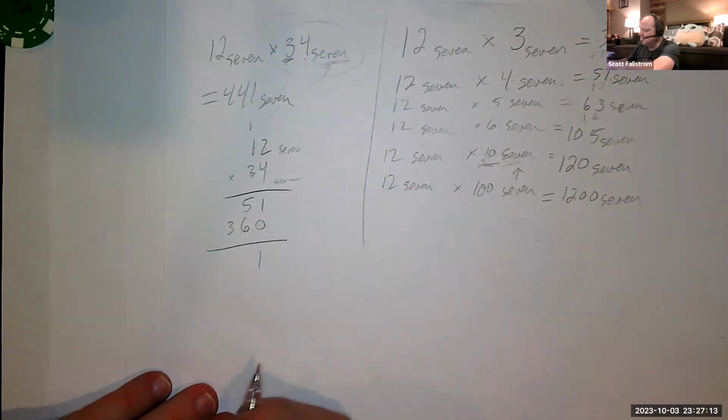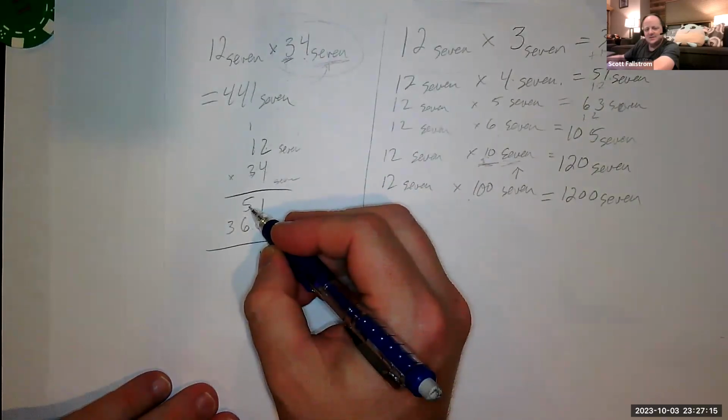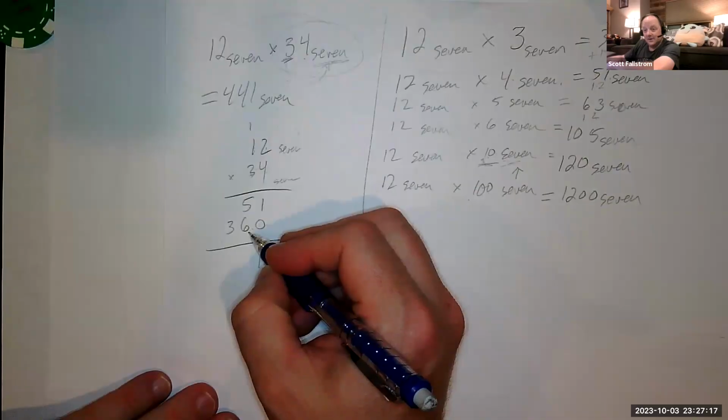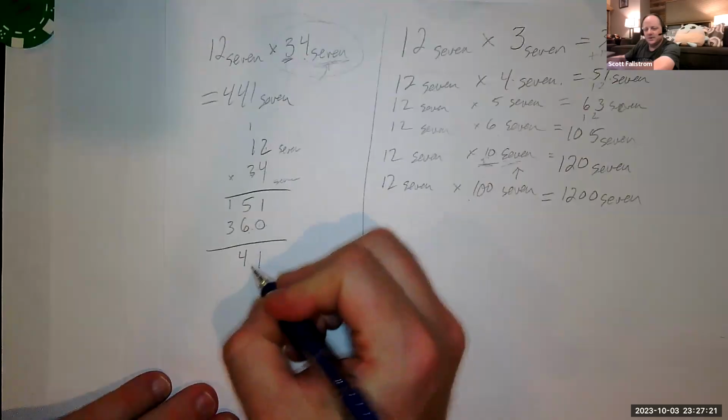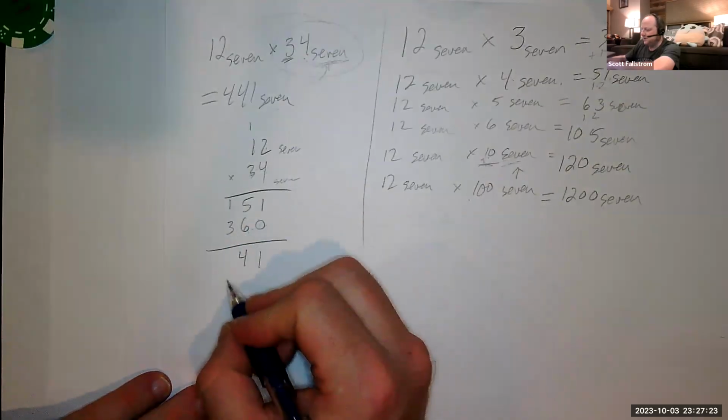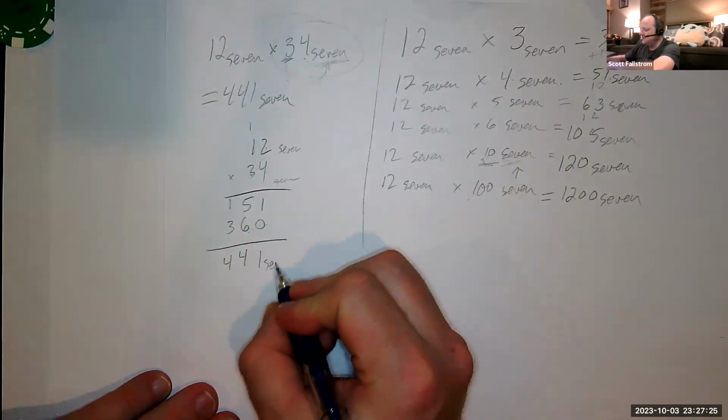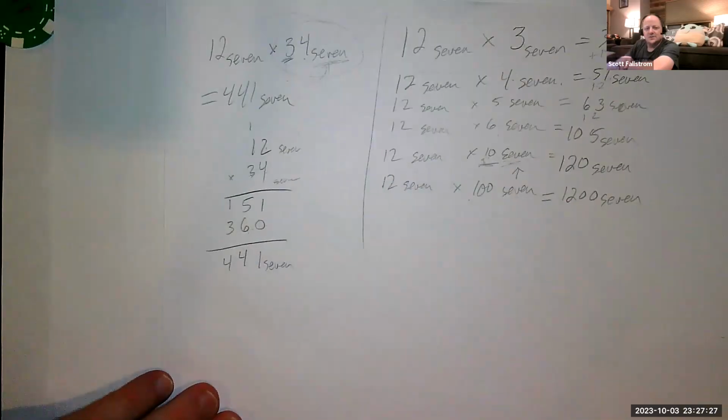Add these together, I get a 1 here. 6 and 5, that's 11. But 11 is one group of 7 and 4 ones remaining. And 3 plus 1 gives me 4. So there's another way to go about doing it.